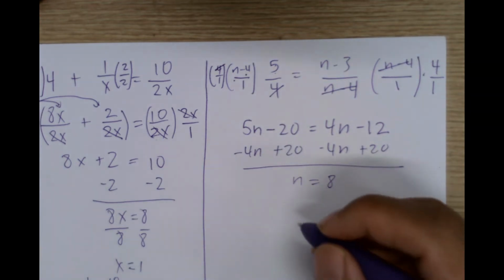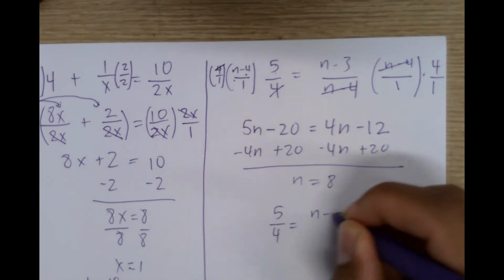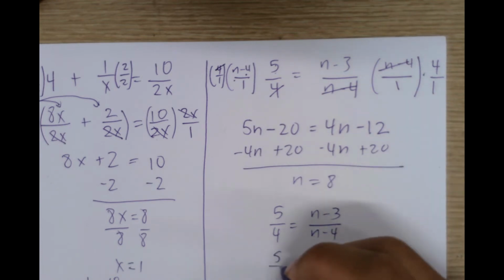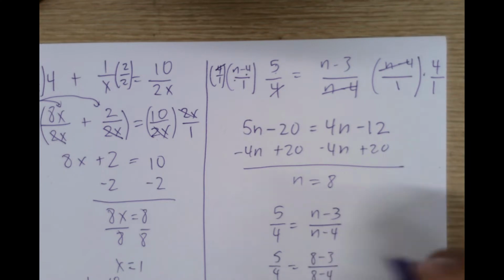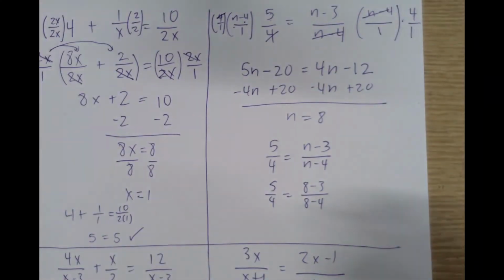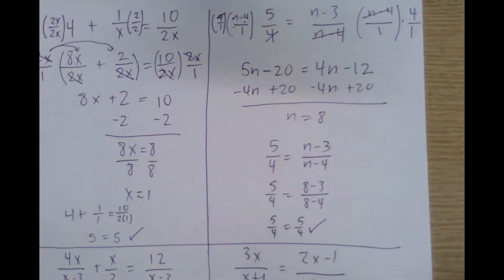So I can test this. I have my original equation of 5/4 equals n minus 3 over n minus 4, and I plug in 8, 8 minus 3, 8 minus 4. I plug this in, and I get 5/4 is equal to 5/4. And it works. So again, if I plug my solution back into the original equation and it works, we're all good, right? Your solution works.